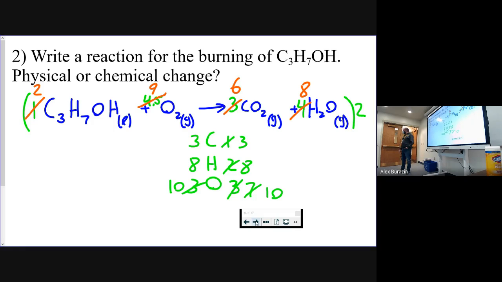Just for fun. Physical or chemical? Chemical. That's combustion. You're burning stuff.